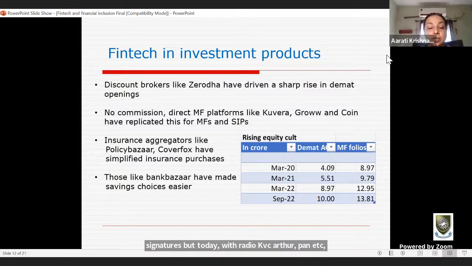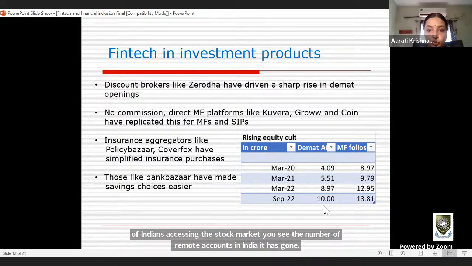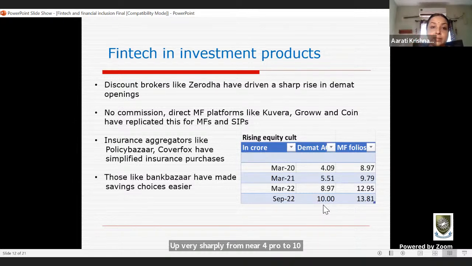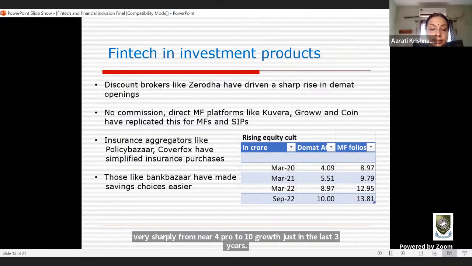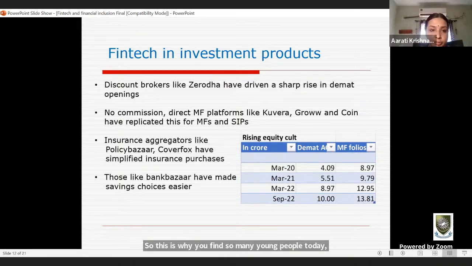Discount brokers like Zerodha have driven a huge rise in the number of Indians accessing the stock markets. The number of DMAT accounts in India has gone up very sharply from near 4 crore to 10 crore just in the last 3 years. This is why you find so many young people today trading on the markets, even looking at options trading or MFs and things like that.